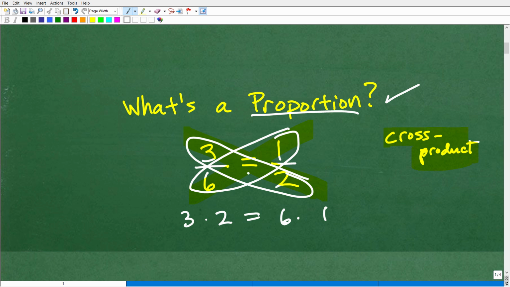Two equal fractions, the cross product will always be true. So 3 times 2 is 6, 6 times 1 is 6. So you can see here that the cross product is equal. So this is really the main thing you need to know about how to solve proportions.